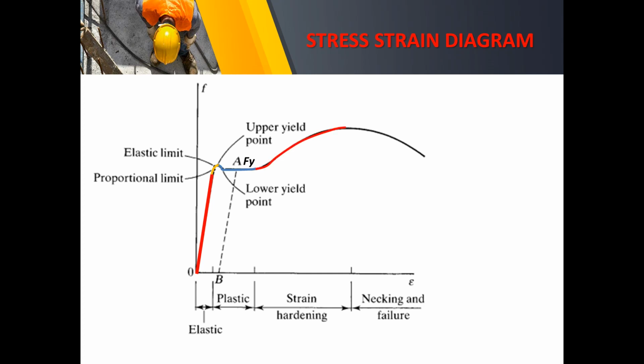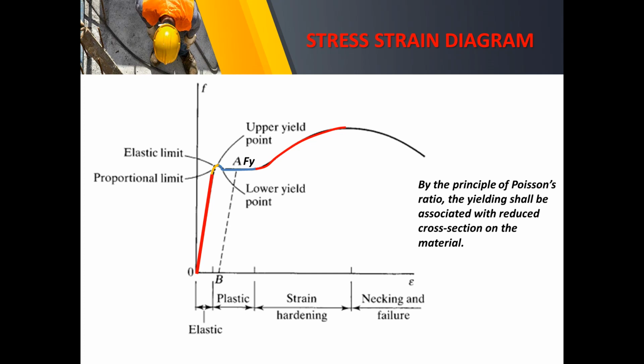Of course, a slight increase in the loading will cause an appreciable deformation on that strain hardening stage. And by the principle of Poisson's ratio, the yielding shall be associated with the reduced cross-section on the material. So the material becomes thinner because of that, until it will reach the ultimate strength denoted by Fu, until its rupture.